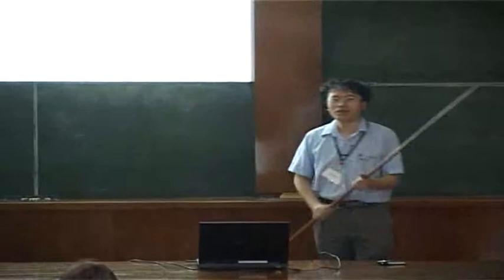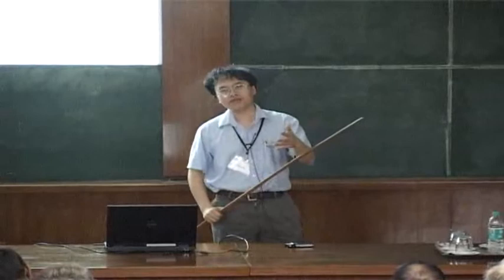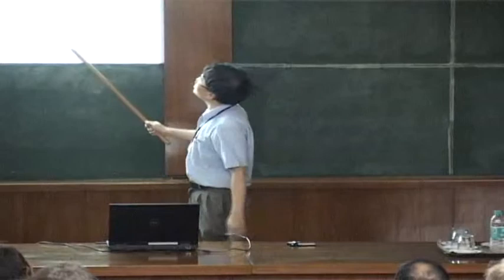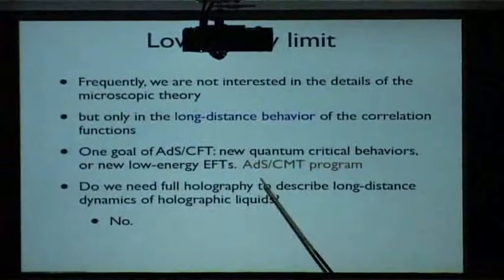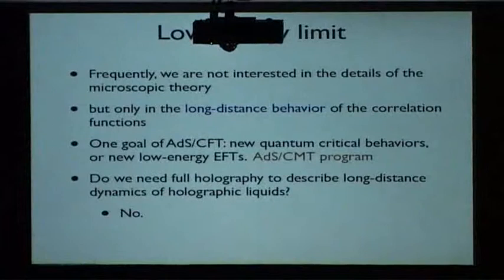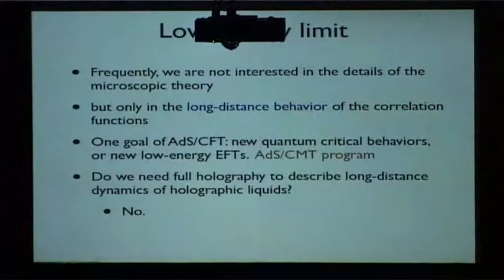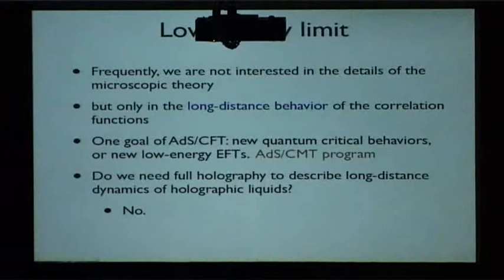What people do is to first write down the full metric and then use the metric to compute correlation functions. But then, at the end, all that is extracted is the long-distance behavior of the correlation functions. So that goes very well with the goal of AdS/CFT. One goal of the AdS/CFT correspondence, or gauge-gravity duality, is to use it to try to see whether there are possible new quantum critical behaviors, new types of low-energy effective theories that can emerge that we haven't thought about before.